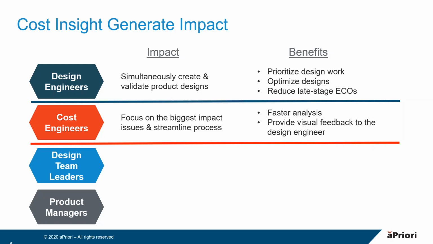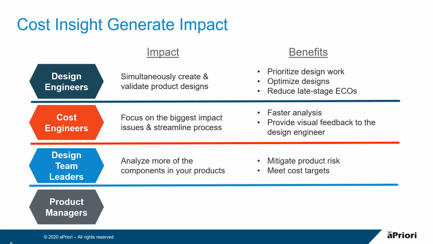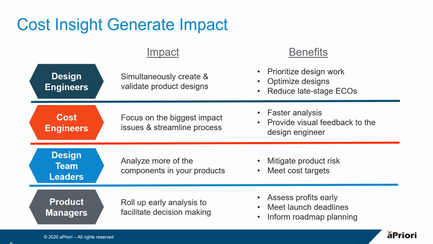And using a combination of Cost Insight Generate and Cost Insight Design, they can send a URL to a design engineer for a specific component, and they can point out the issues and the guidance that they want the design engineer to take a look at. So from a team leader perspective, able to analyze more components in the product, not only initially, but also as they evolve to mitigate product risks. And this early information can be available for product managers to roll up the data to look at decision-making around maybe a price point or ability to meet a margin target, getting information to inform the roadmap.